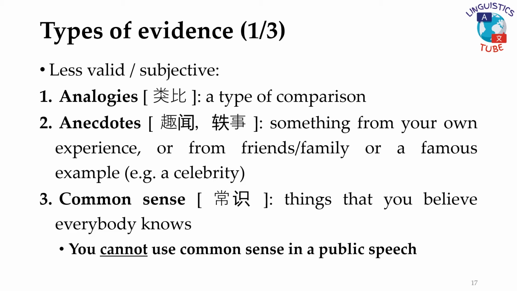Finally is the least valid type of evidence, which is called common sense. I will show you many examples of common sense in this episode, and will explain why it is a very poor quality form of evidence. It is certainly the least valid evidence on this list. You can use it when having a friendly debate with some friends, but you must avoid it as support for an argument in a public speech.